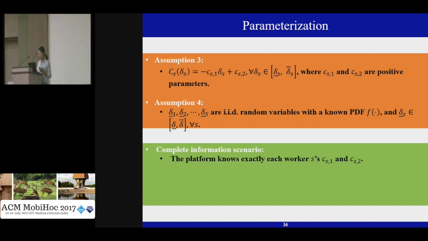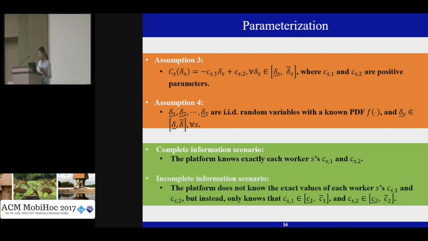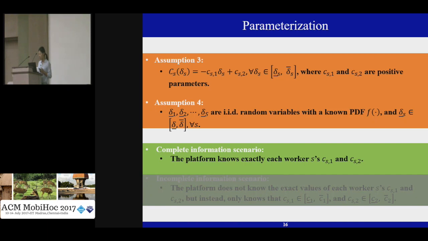The authors study the parameterization of Theseus in the following two scenarios, namely the complete information scenario, where the platform knows exactly each worker's cost, CS1 and CS2, and the incomplete information scenario, where the platform only knows the range of each worker's CS1 and CS2. Because of time limit, I'll only introduce the complete information scenario in this presentation. For those of you who are interested in the incomplete information scenario, please refer to the paper.